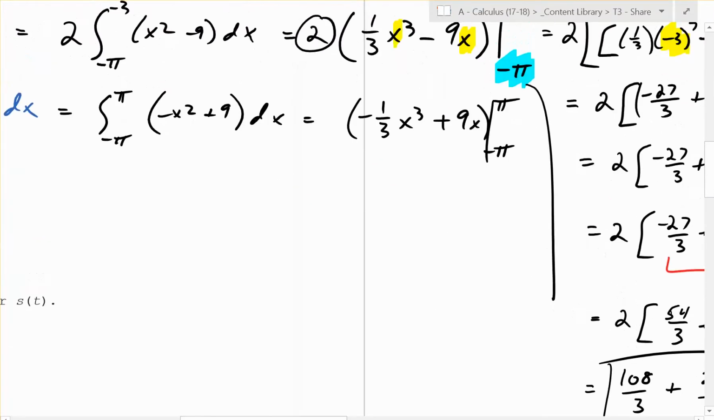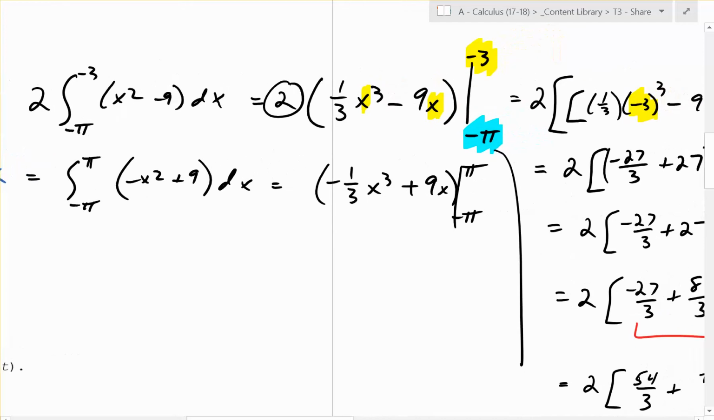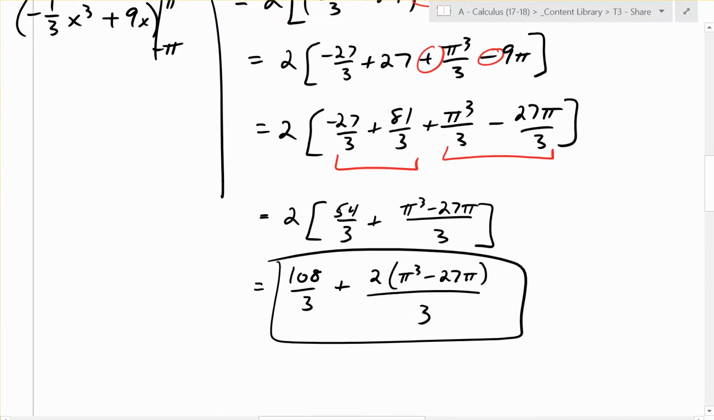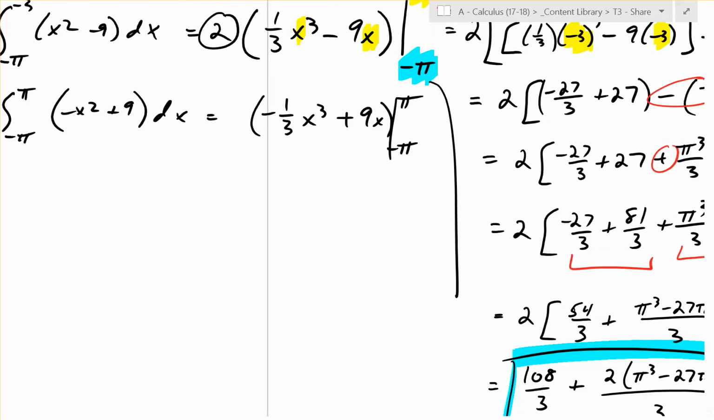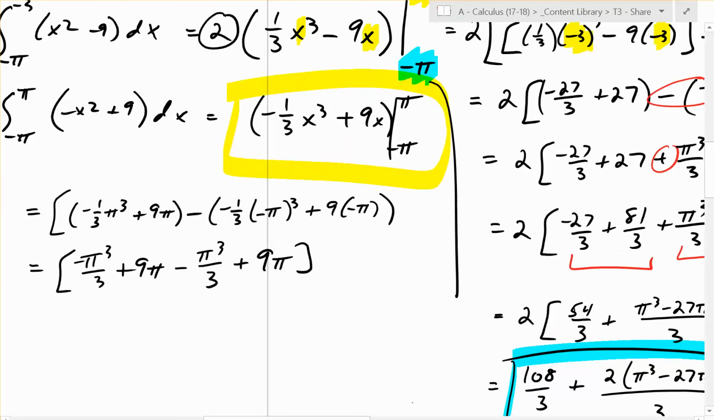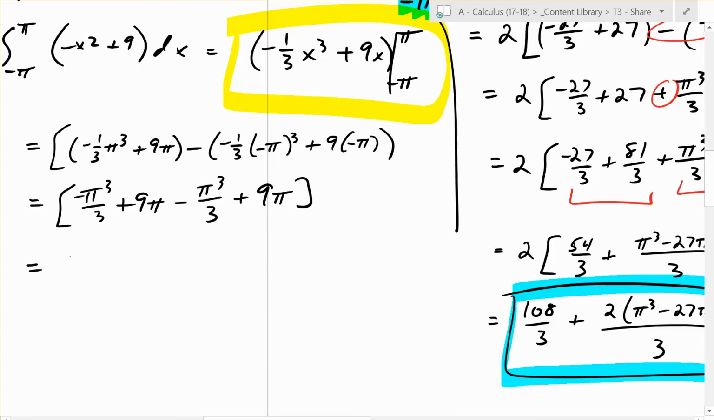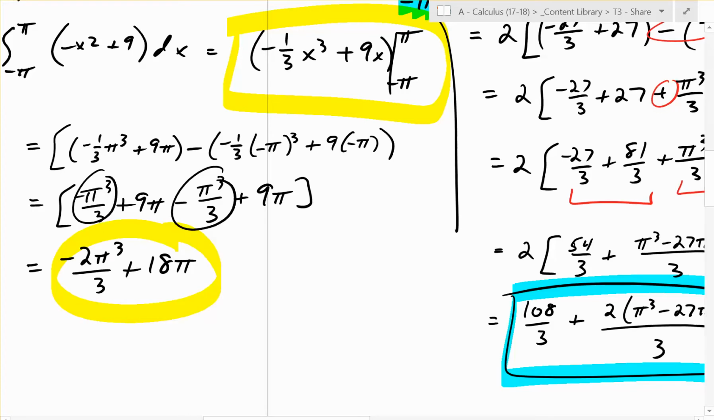And now we have to do one more here. We have to do this one. So that's just the top one right here. We have this. And now we have to do the same thing over here. What does that look like? You have to be really careful with the negative signs here. So when you combine all this, you get negative 2 pi cubed over 3. That's these two. Plus 18 pi. So that's this right here. So now that's that one.